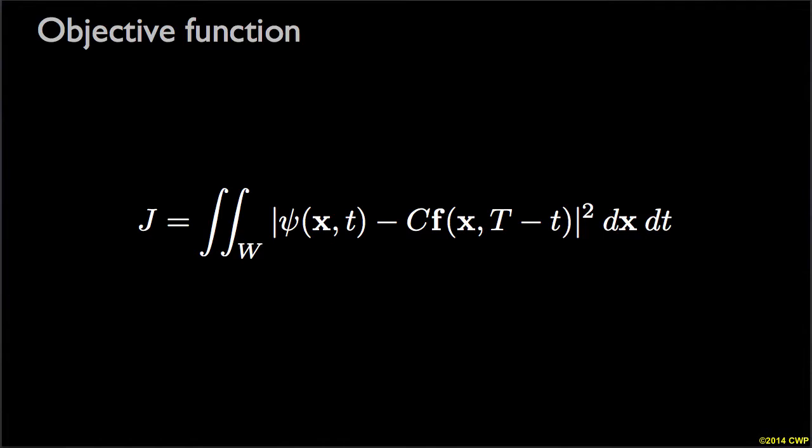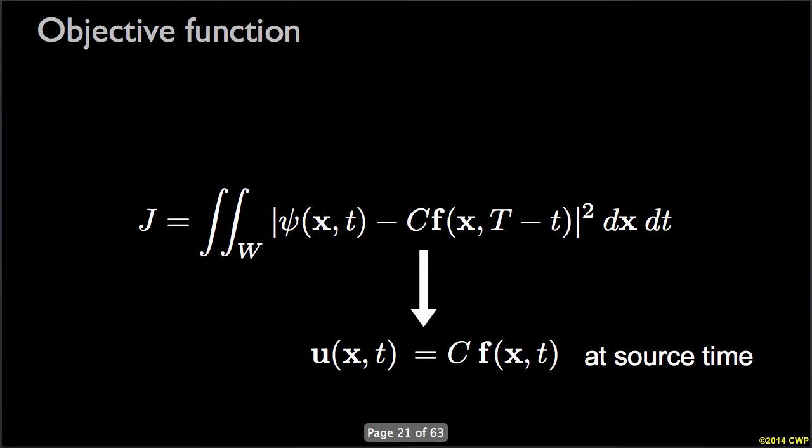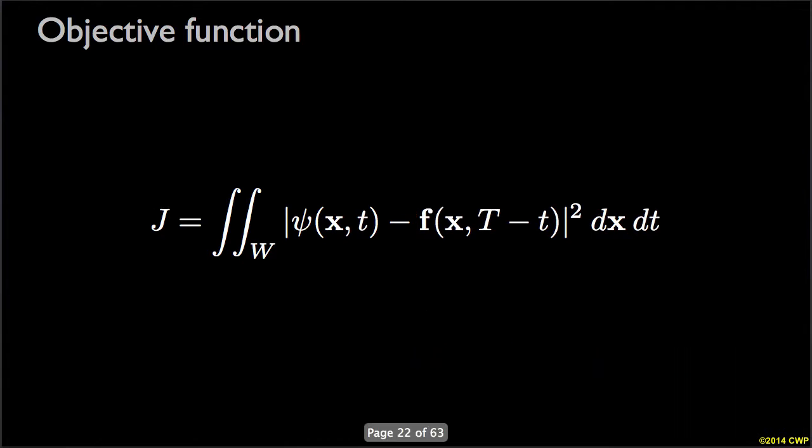The reason we can write this objective function as shown here is that, as we show in the paper, the source wave field U at the time of the source and in the areas near the source is proportional to the source force F, and we are taking the proportionality constant C to be unity with dimensions of displacement over force. And that is why we can legitimately write our objective function with this form.